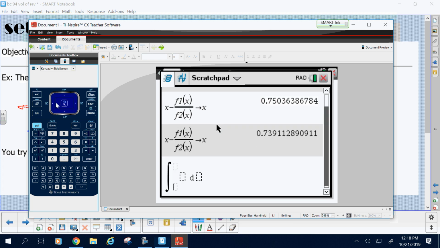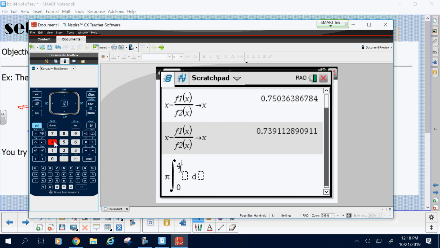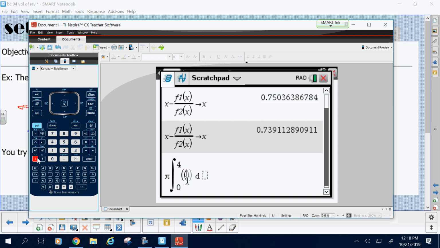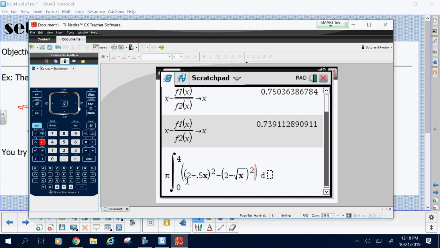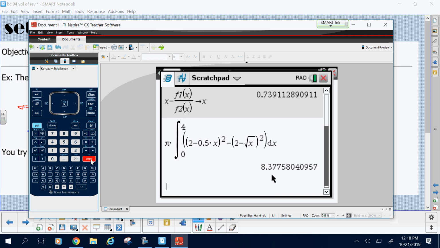Don't forget the pi out front. The more complicated the problem, the more likely people are to forget the pi. So 4, nope. 2 minus 0.5 x squared minus 2 minus... Did you get 8.3775?